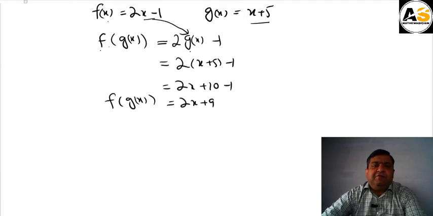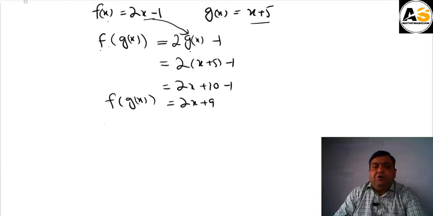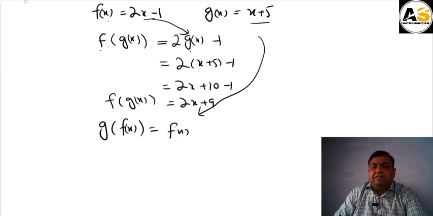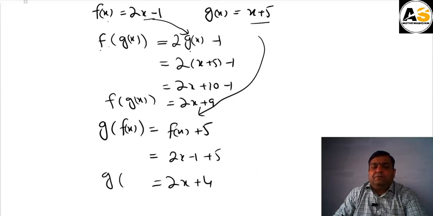See, in the same way we can find composition of g on f. So what will be g of f of x? It will be, we will take this function, but in this function we will replace x by f of x. This will be f of x plus 5. This is the first step. In the second step, we will put the value of f of x and we will simplify it. This is 2x plus 4, g of f of x.